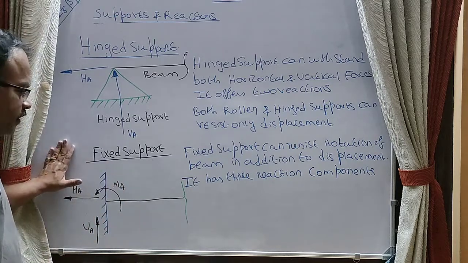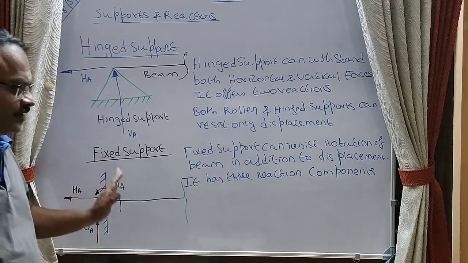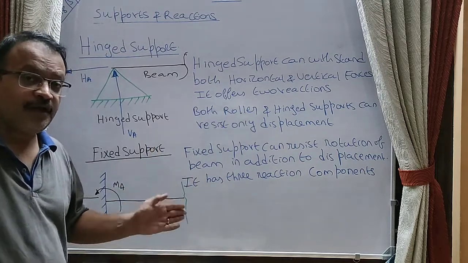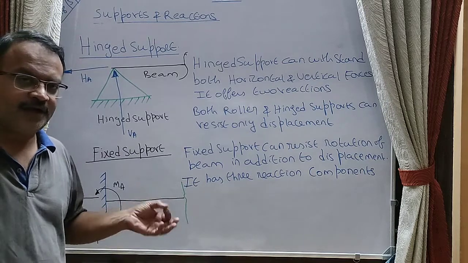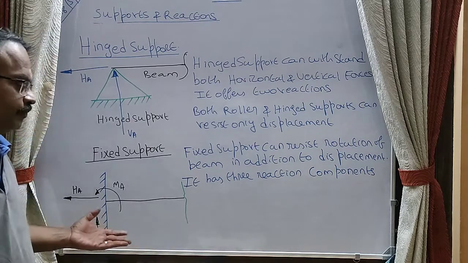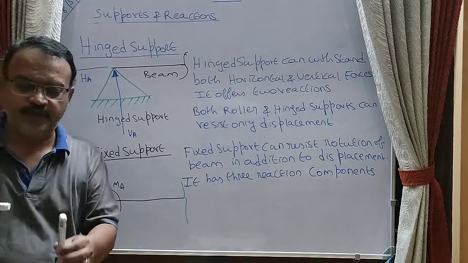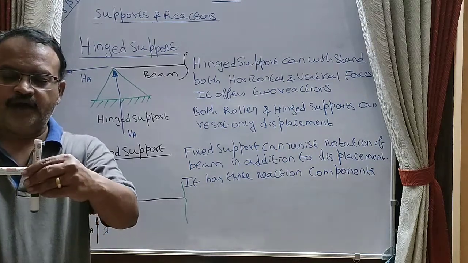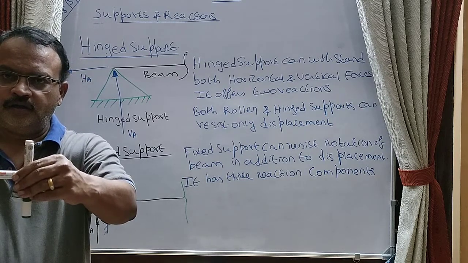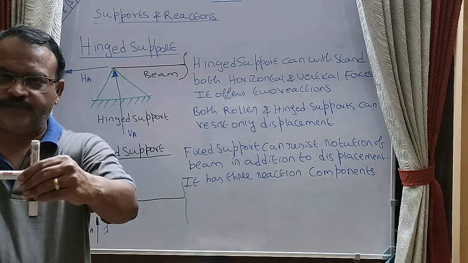The next support we are going to see is the fixed support. This fixed support can resist the rotation of the beam in addition to the displacement. So if a beam is completely fixed, suppose this is the beam and this is the support, and the beam is fixed here, then it cannot move in the horizontal as well as vertical direction, or rotate, since it is fixed here.